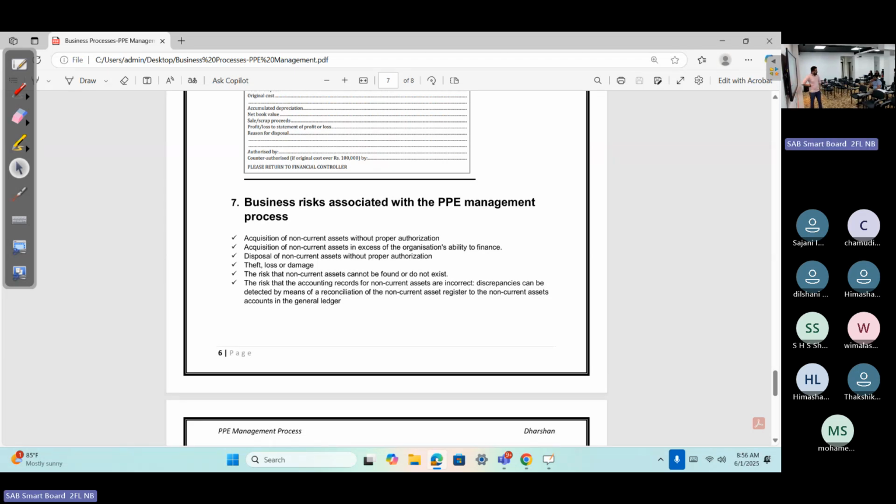Disposal of non-current assets without proper authorization. Theft, loss, or damage. Most important. Laptops are stolen. So likewise, damage or loss. Non-current assets cannot be found or do not exist. He told purchase item is not available in the FAR. On the other way around, in the FAR you have an asset, but basically not available. It's also a problem.